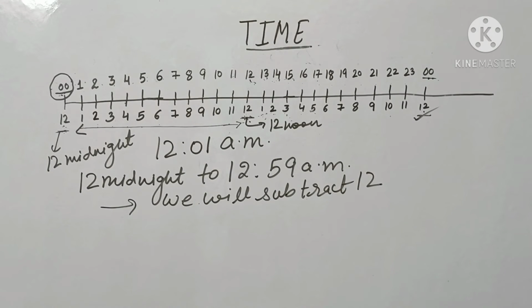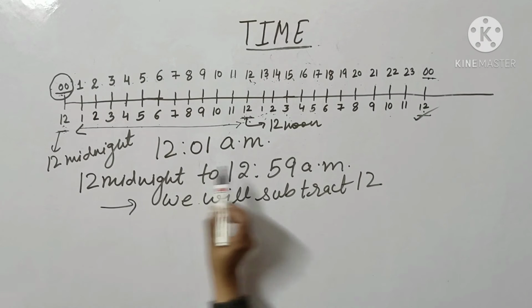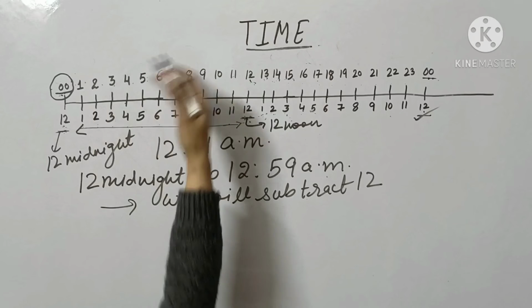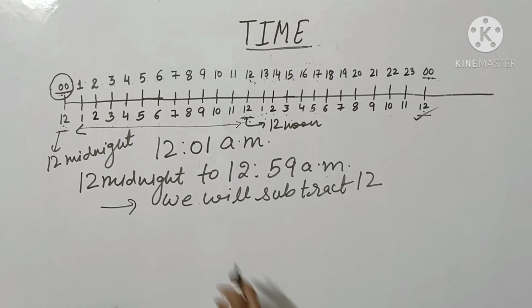Once again, I am repeating, from 12 midnight to 12:59 AM, if we need to convert the time into 24-hour clock time, what we will be doing? We will be subtracting 12 from hours only. Minutes we don't touch. Okay. Why are we subtracting?